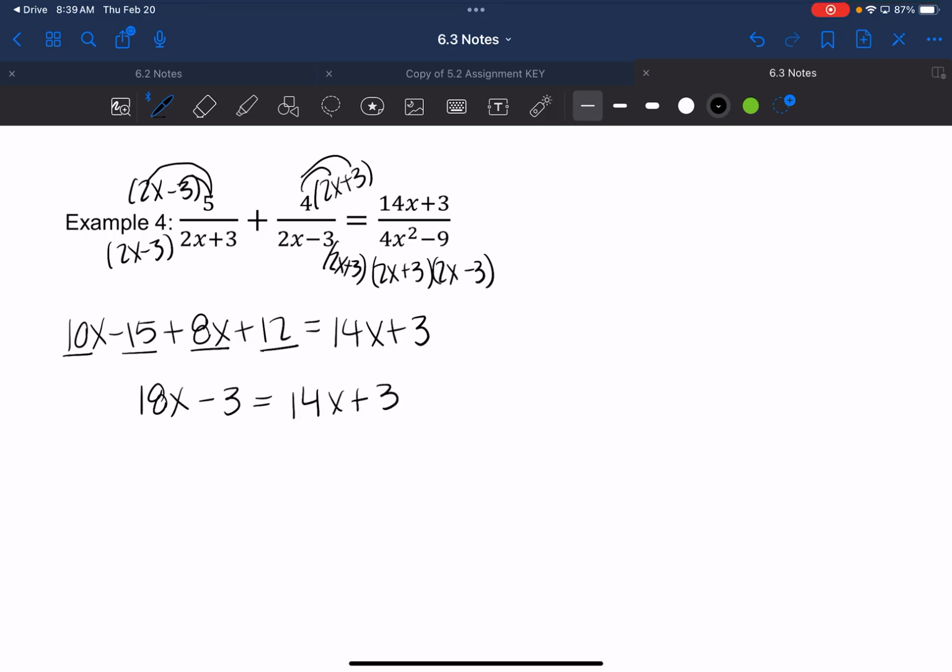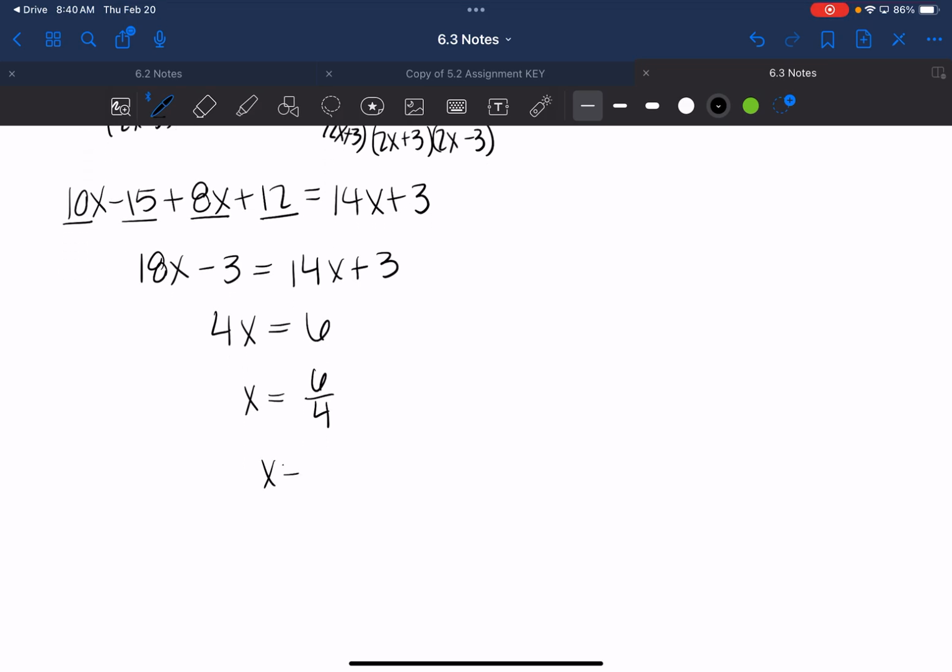Equals 14x plus 3. All right, so we move all the x's to the same side. We have 4x. I have to add the 3. So I end up with 4x equals 6. So we end up getting x is equal to 6 over 4, which simplifies to 3/2. Perfect. All right, so we came up with a solution, but now what do I still need to check for?